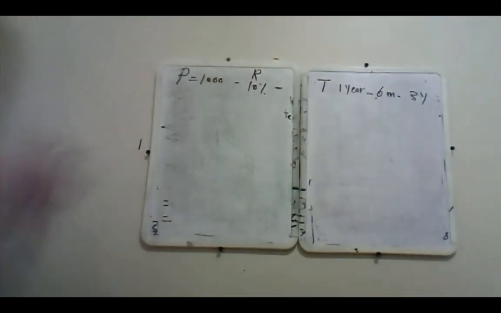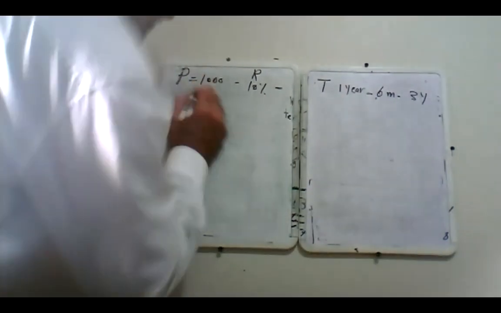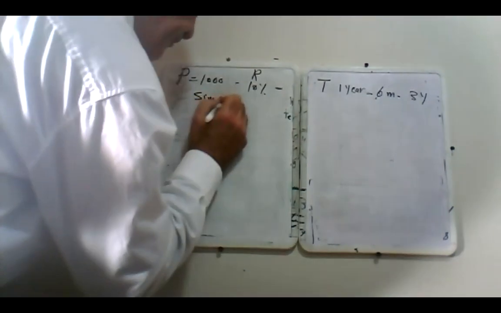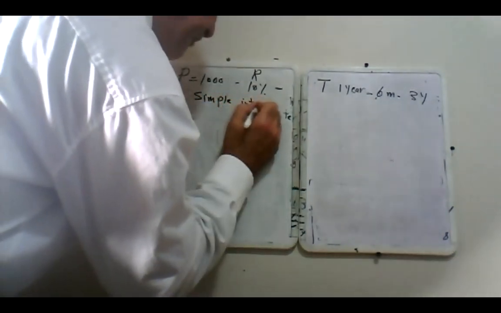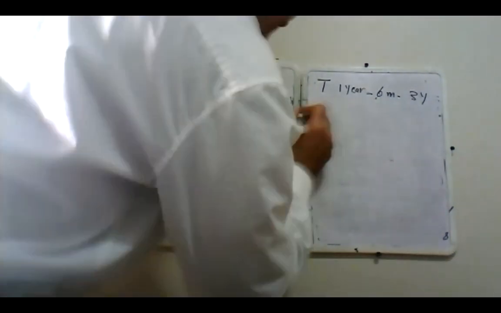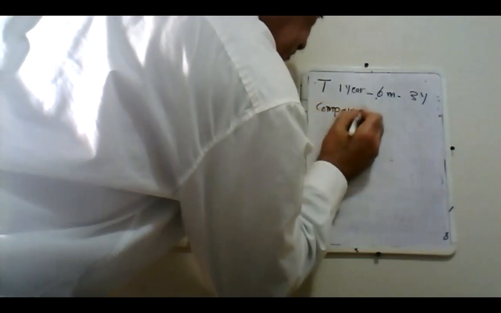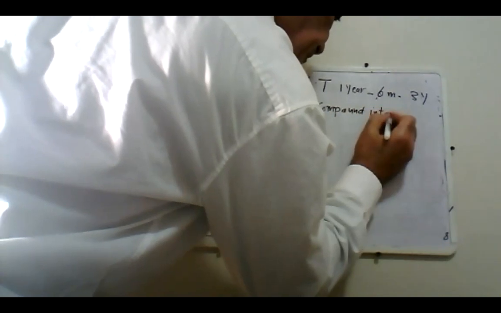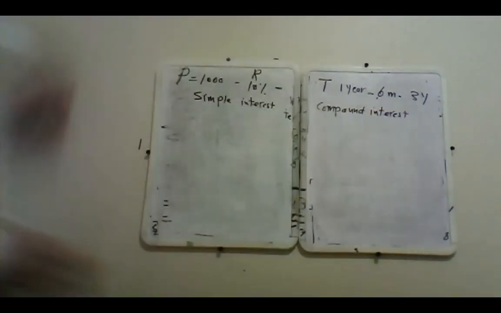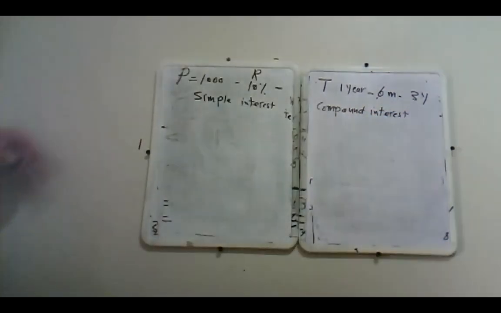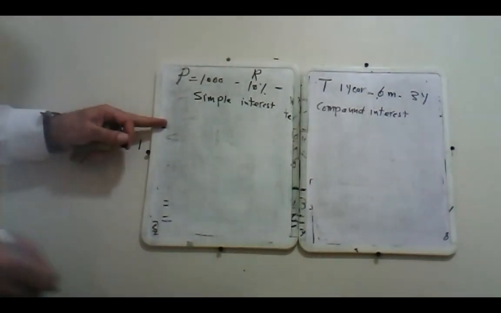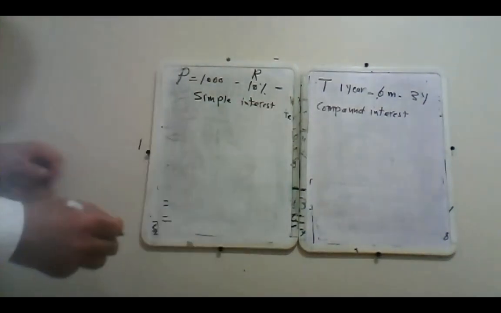Let's go now for the solution of this example. I will say here, this is the simple interest, and this is the case of the compound interest. How does this go? Now this will go like this. For the simple interest first, I will work on the simple. The simple interest is very easy.